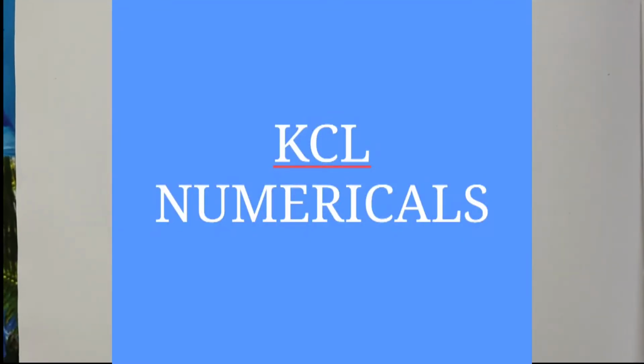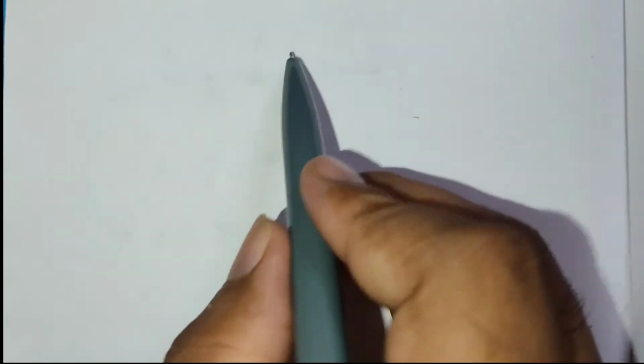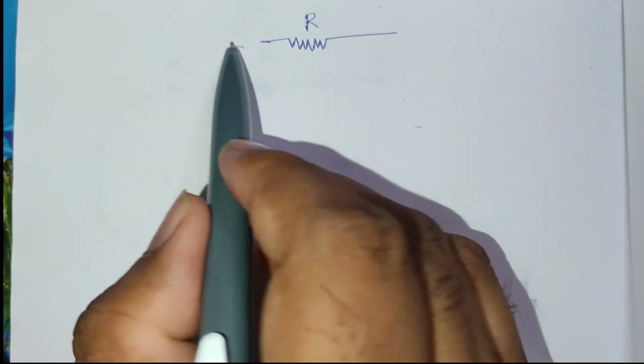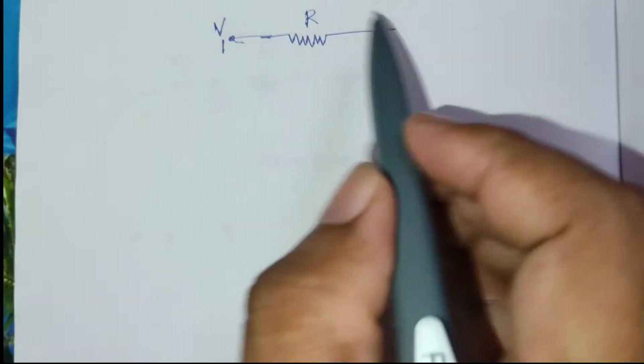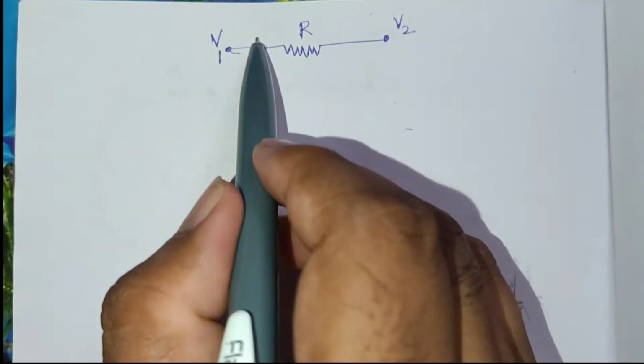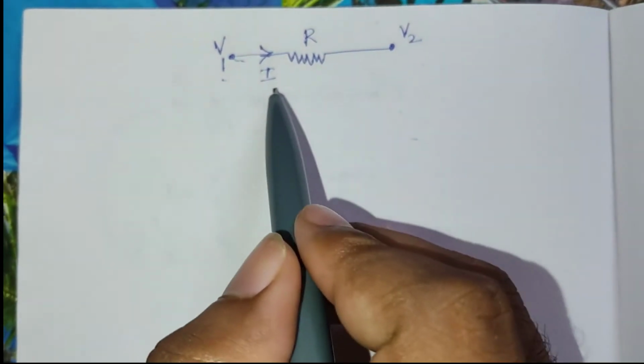Now let us try to understand how we can write an expression for a current through a resistor. Let us consider a resistor R. The terminals have potentials V1 and V2, and current will flow from higher potential to lower potential. Let us assume V1 is the higher potential and V2 is the lower potential. So the current is I.